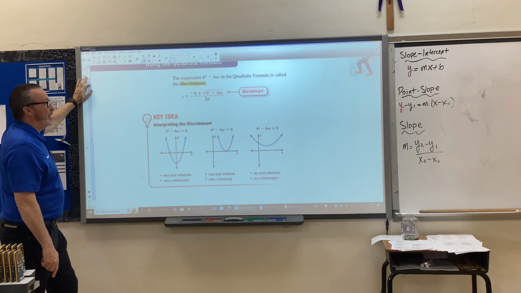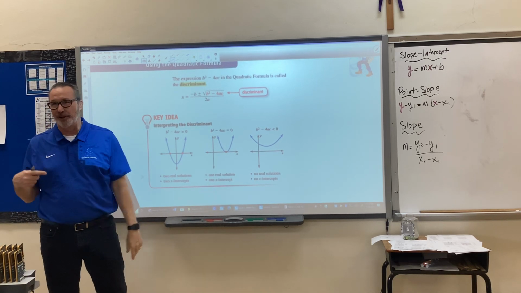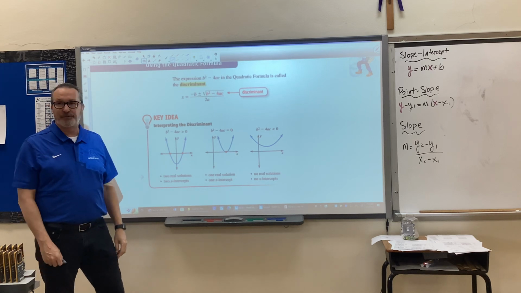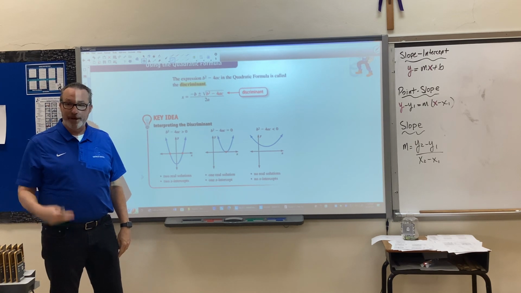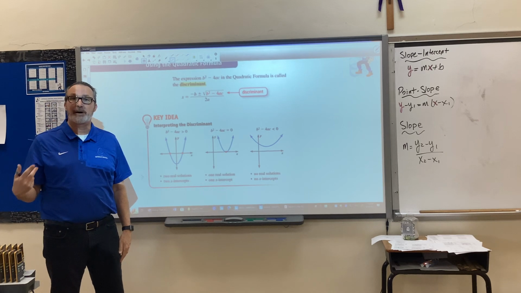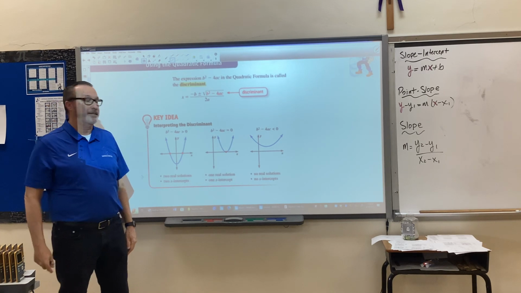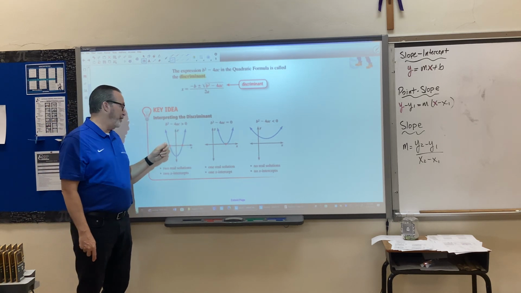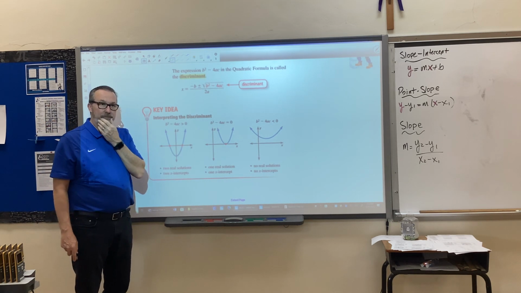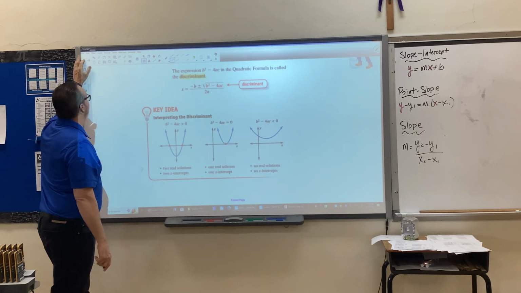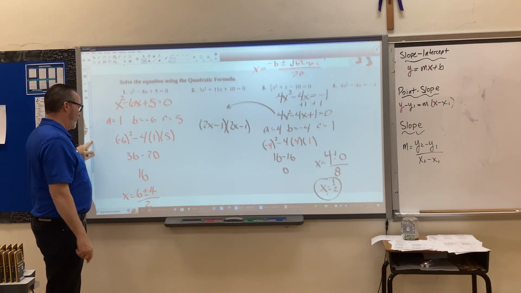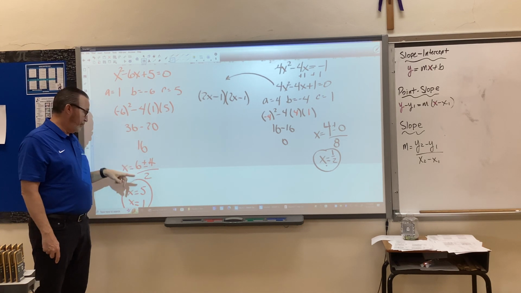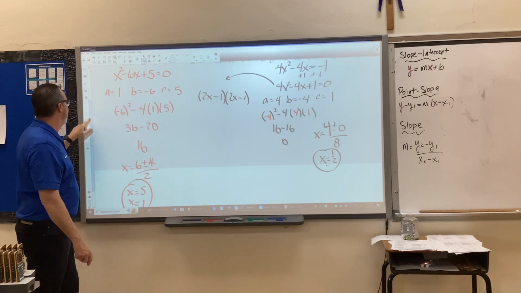So, this b squared minus 4ac that we find first is called the discriminant. It's got a name. Based on the sign of the discriminant, it will tell you how many solutions the quadratic has. If the discriminant is positive, then there are 2 solutions. Right? And look at when we got positive 16 for the discriminant, we got 2 solutions, 5 and negative 1.